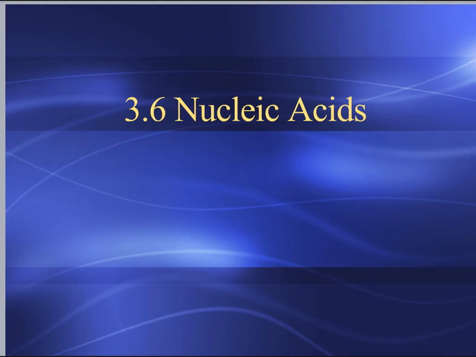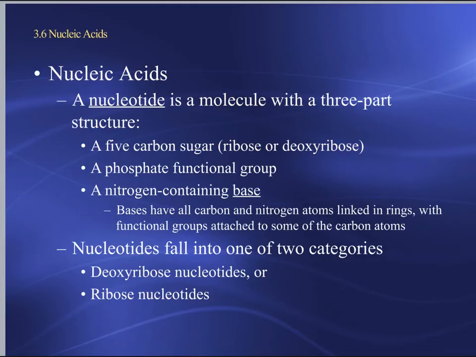Today's video is on nucleic acids. Nucleic acids are made up of nucleotides. These are small molecules with a three-part structure. So part number one here is a 5-carbon sugar made up of ribose or deoxyribose. Ribose is going to go on to form RNA, and deoxyribose is going to go on to form DNA.